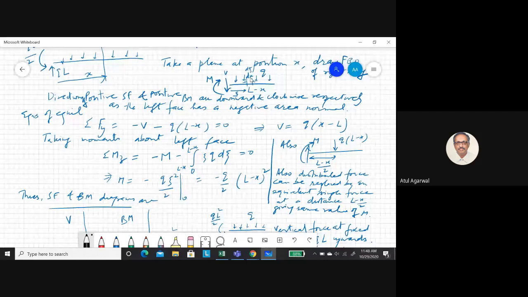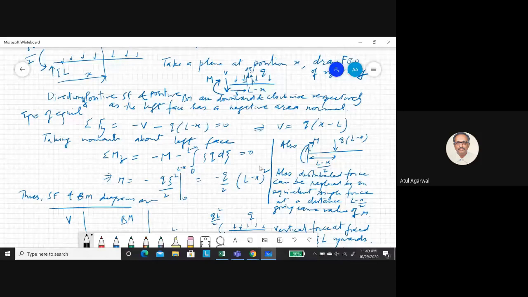And your xi will go from 0 to L minus x. Your xi is starting from here. 0 to L minus x, you have to integrate. So total moment is, this is minus m. V is not causing any moment about this left position. Only moment will be caused by this distributed force. This has to be 0. So your m becomes, after integration, q xi square by 2 taking the limits. So two approaches give the same answer.